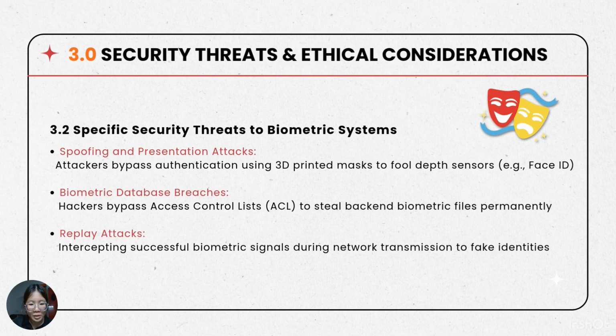Next, for specific traits, hackers can use 3D printed masks to trick sensors like Face ID. Also, they can break through ACL permissions to steal database files. This causes permanent failure because biometric records can never be changed. Finally, replay attacks can steal network signals to fake identities.